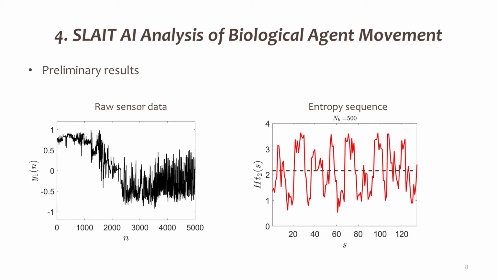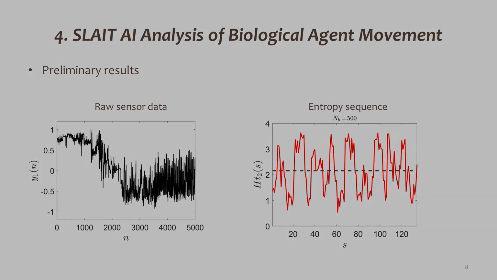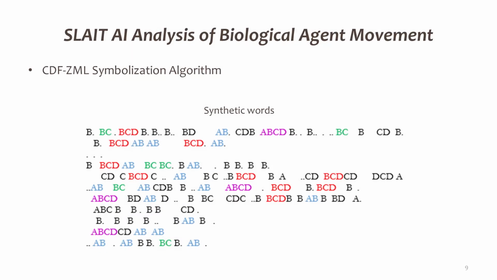So what we did next was we applied the CDF-ZML symbolization algorithm to the input data, and this converts the input into a stream of symbols which I've shown here. I've color highlighted each of these so-called words, and yet it's a little tricky to see exactly what this might be indicating. So let me take you through what we did next.